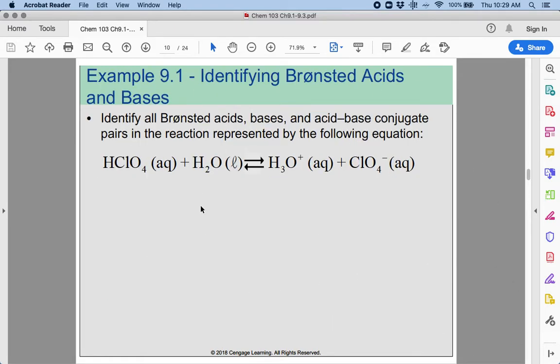So let's look at it with a new equation. We're going to go through and identify all the Bronsted-Lowry acids, bases, and acid-base conjugate pairs in the reaction represented below. So again, remember we have this equilibrium equation, this two-way street. We have the forward reaction, and we have the reverse reaction. It's always easier to start with the forward reaction. We're going to figure out when we go from reactants to products, who gave up the hydrogen, who took on the hydrogen, and so on. I'd encourage you to pause the video here and try to solve this for yourself before continuing.